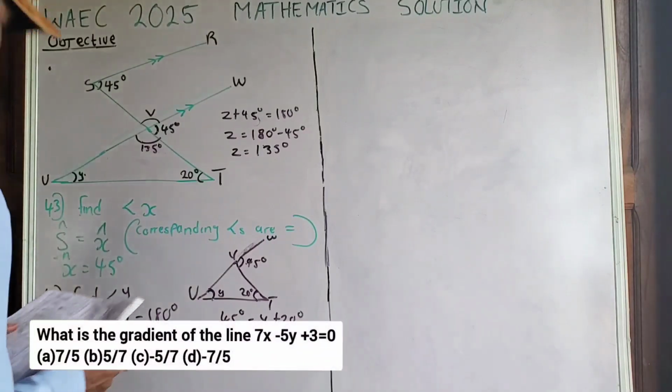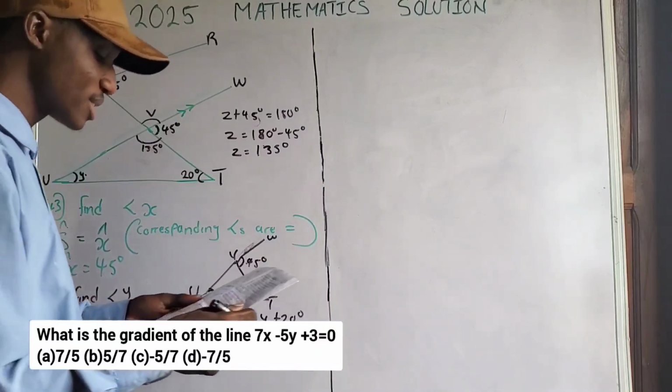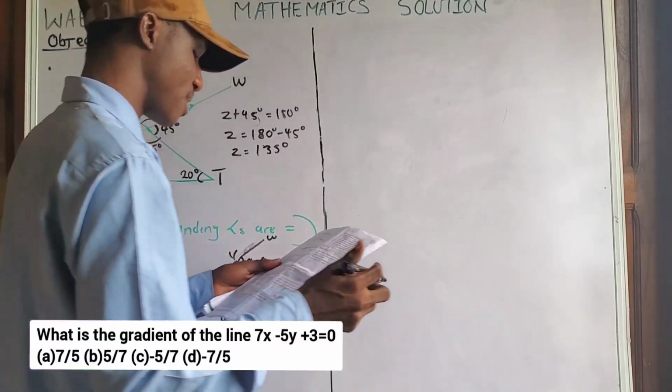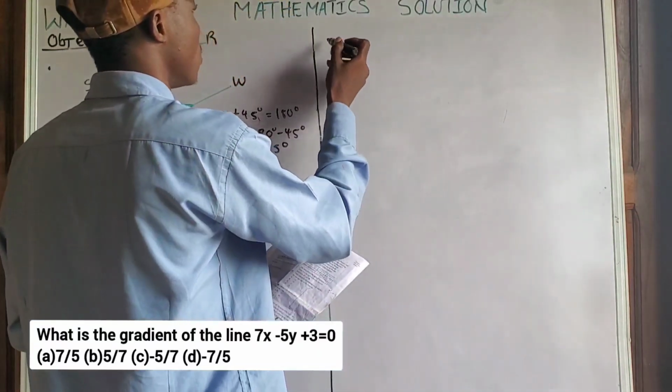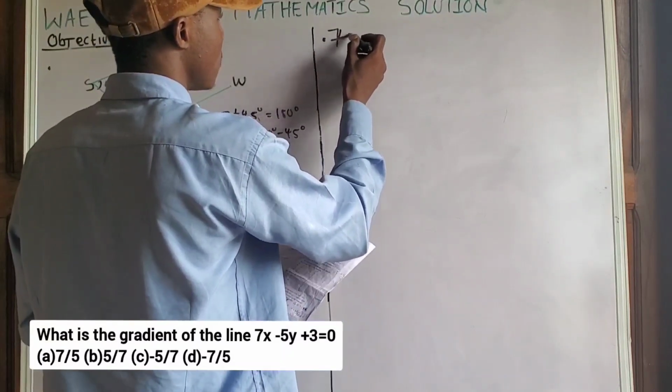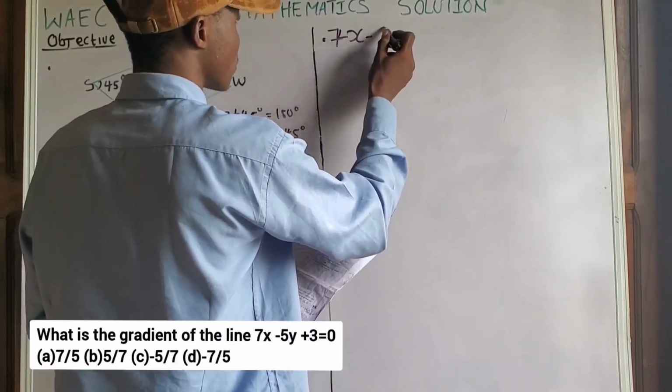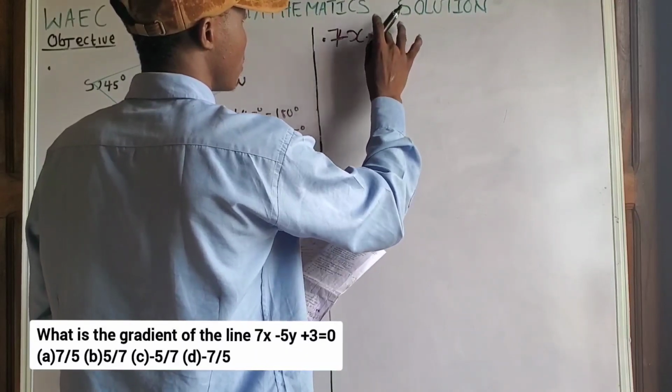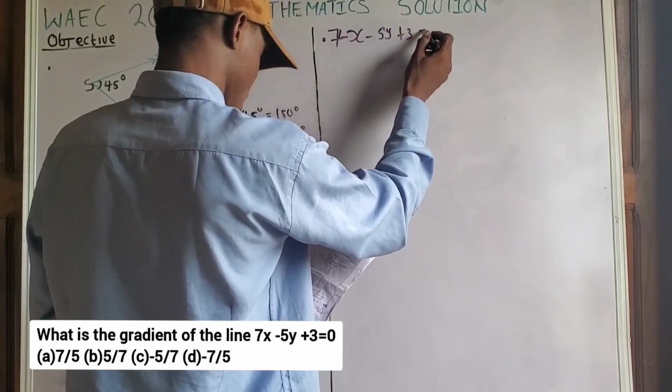Now let's proceed to the next question. What is the gradient of the line 7x minus 5y plus 3 equals 0?